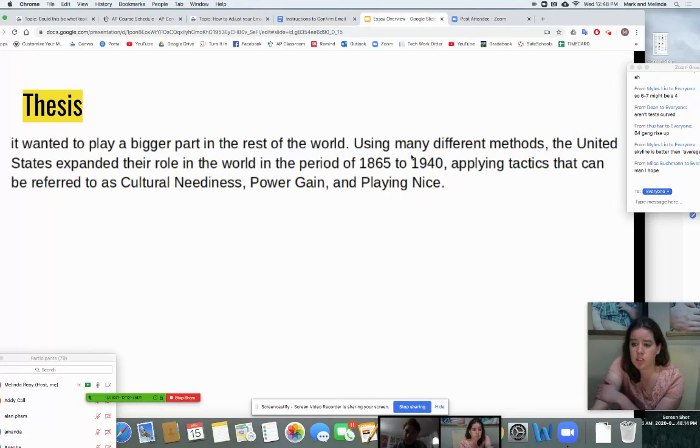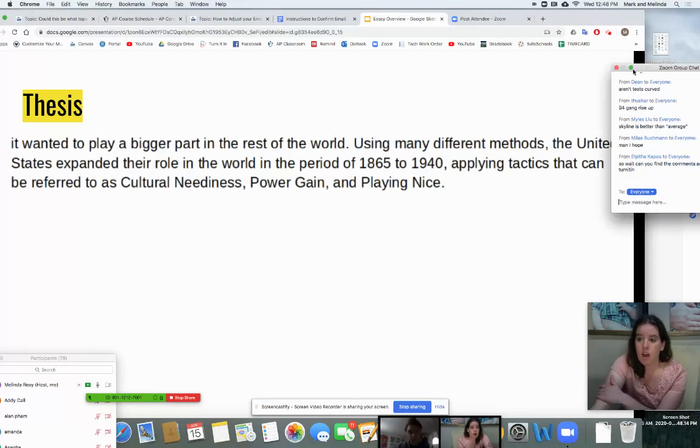So, "using many different methods, the United States expanded their role in the world in the period of 1865 to 1840, applying tactics that can be referred to," and then they go in from there. Make sure that you're always using the language of the question. This is a causation essay talking about the causes.